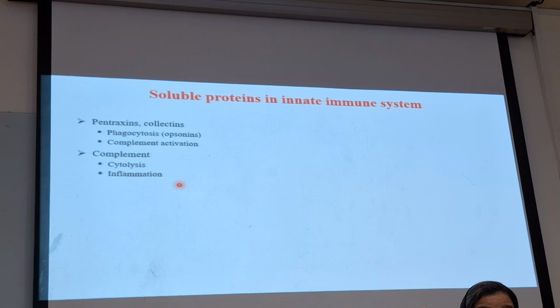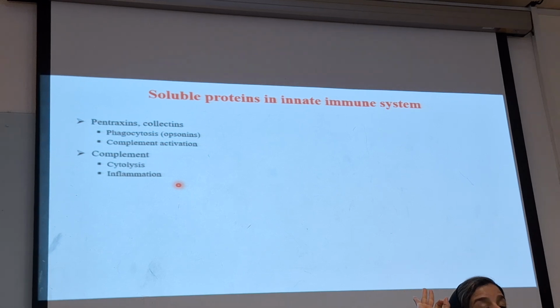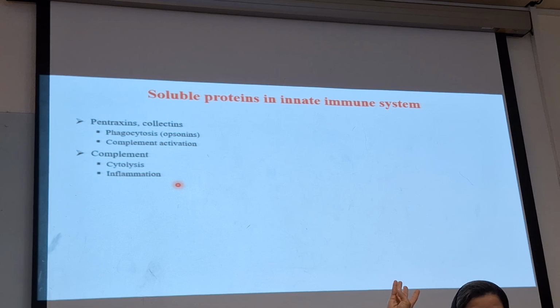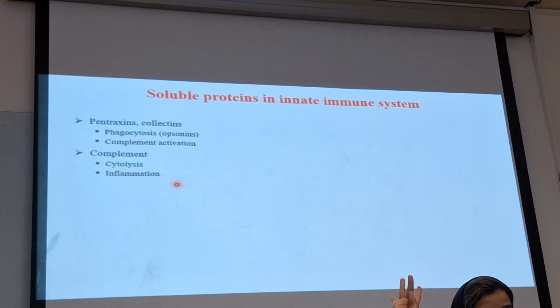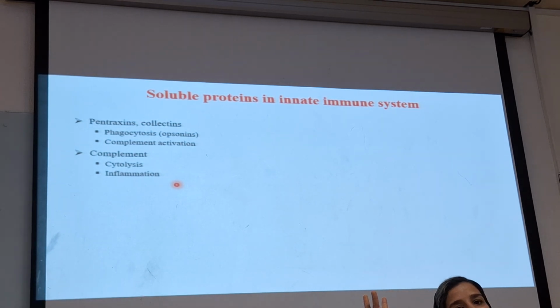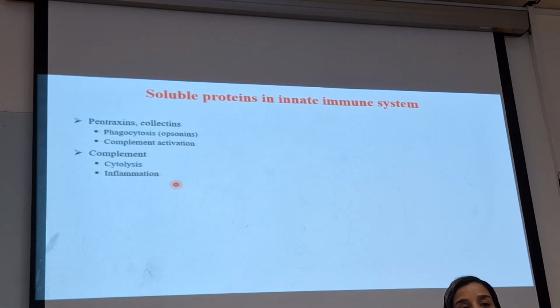Okay, I explained about three lines of defense in the innate immune system. The first line is barriers. The second line is immune cells, and the third line is soluble molecules, complement, and so on. And now I want to tell you about inflammation.